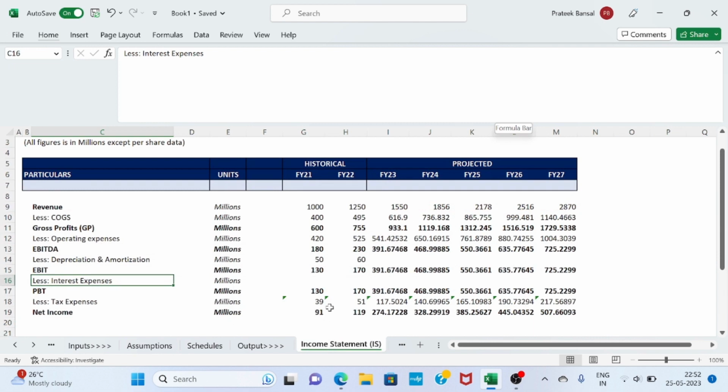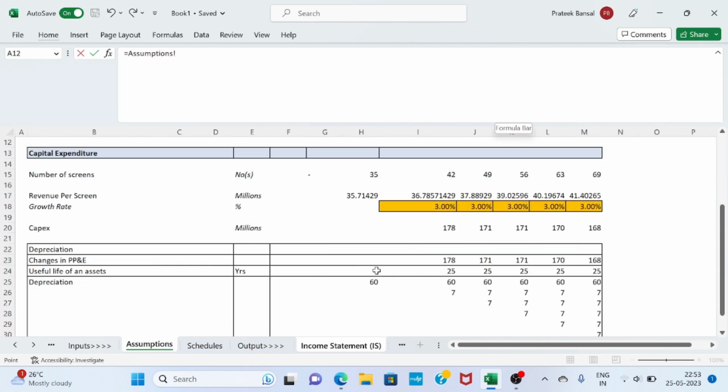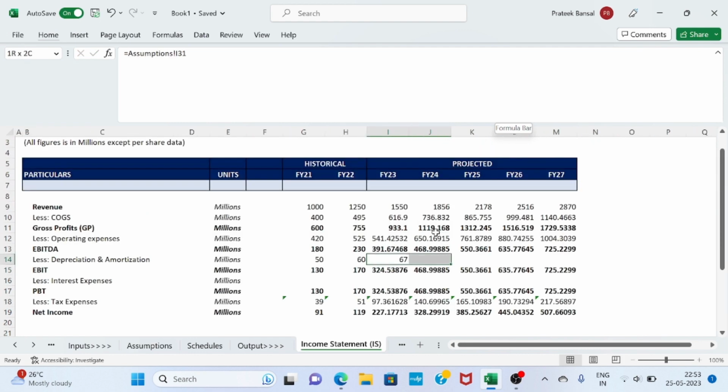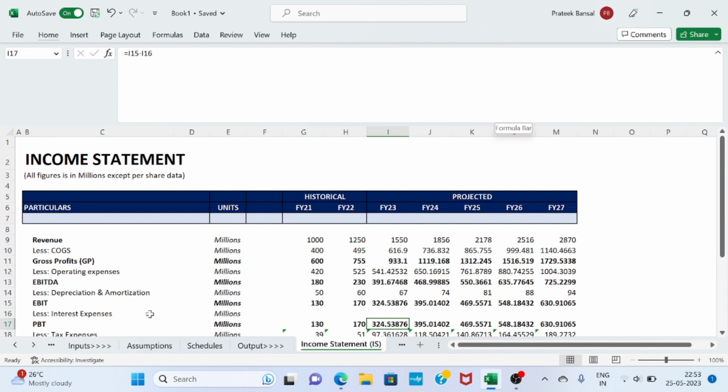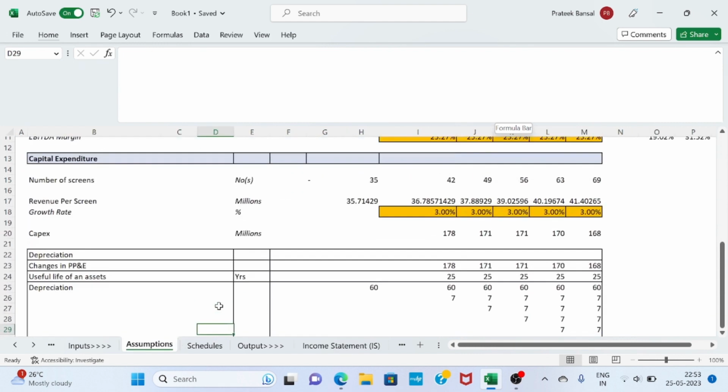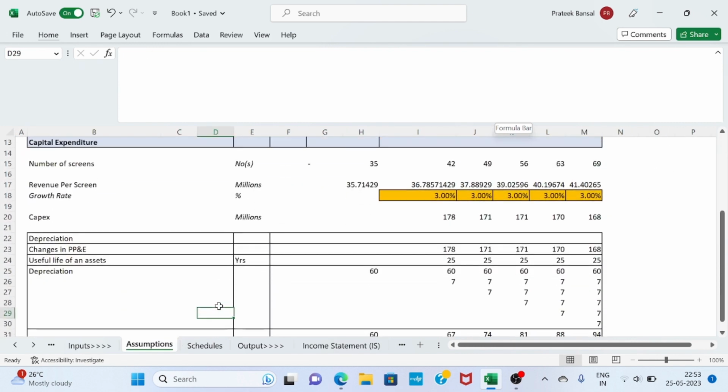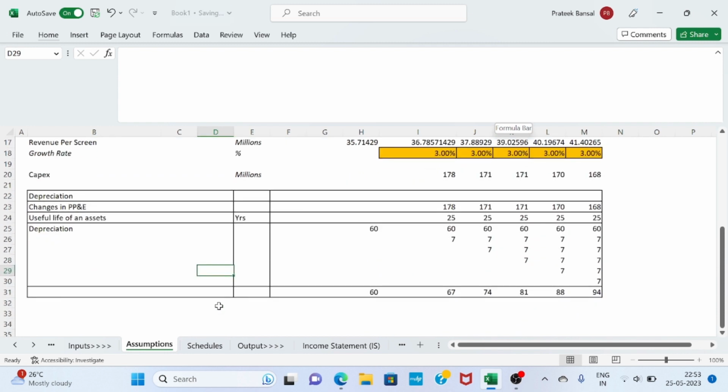Now let's go back to the income statement and link all this from here. And we got the depreciation for the future years. So this is how we can calculate our capex, our depreciation, and in the next video we will see how to calculate our debt, our internal accruals, and after that finally we will complete our three statements, that is income statement, balance sheet, and cash flow statement.